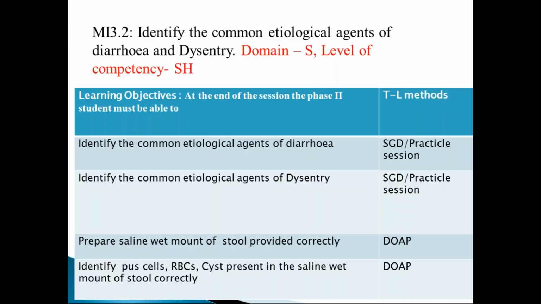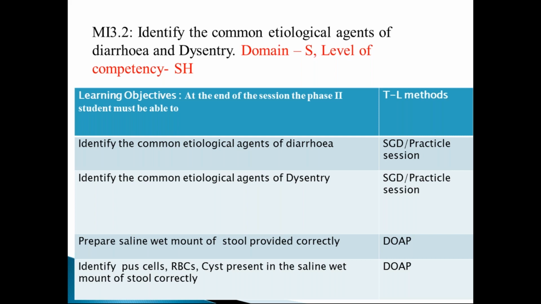Now next competency I have taken 3.2. Here the word is identify. Identify the common etiological agents of diarrhea and dysentery. Domain is S, that is skill. Level of competency is shows how. When the upper competency is given, the lower competency levels are already achieved. It means the student already knows knows and knows how. Now we have reached up to the shows how.